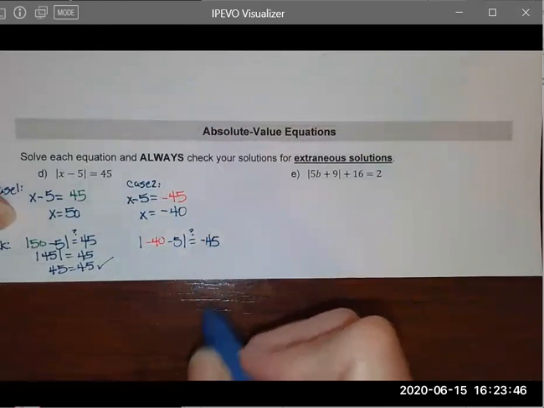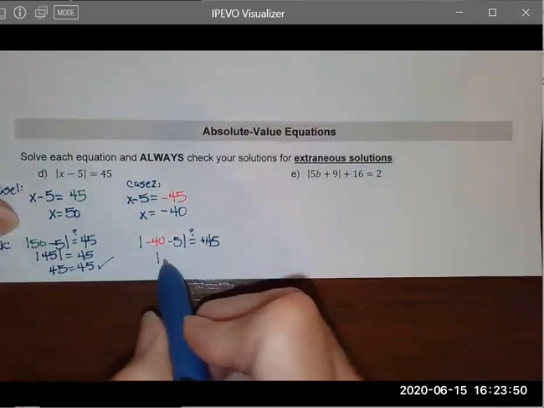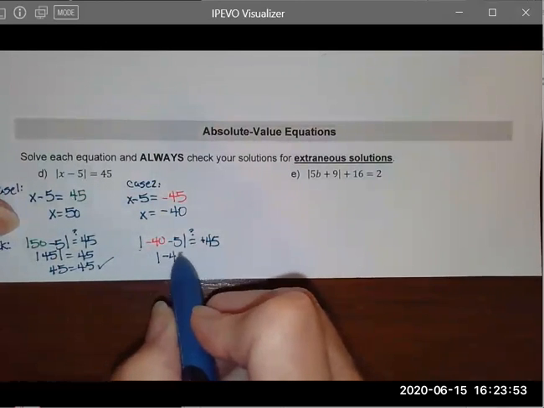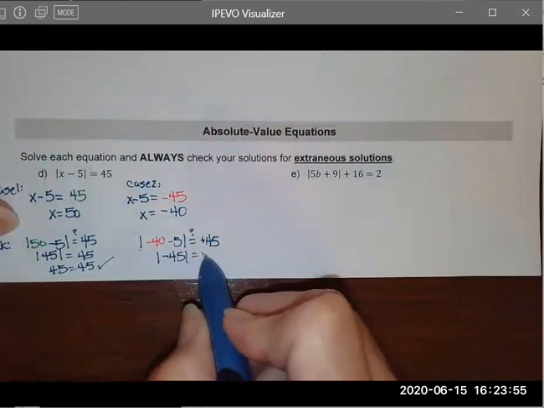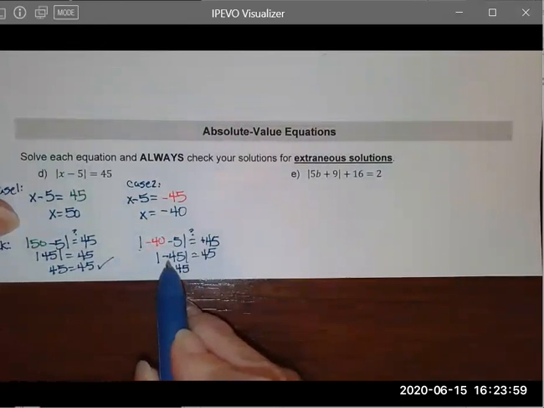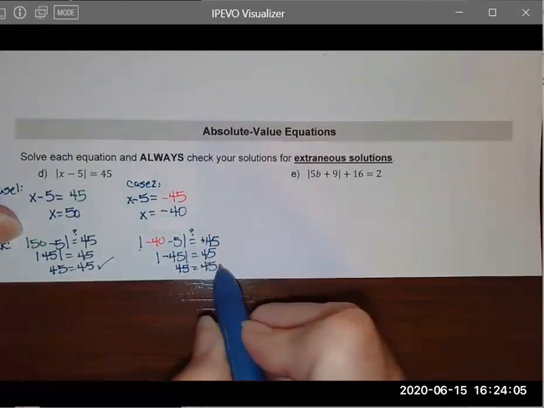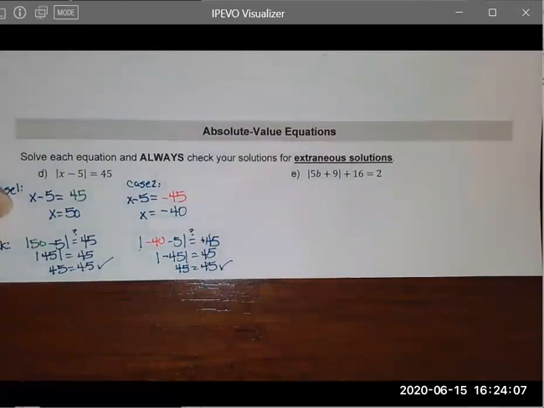Is that equal to a +45? Sorry, it's +45. These evaluate to -45. The absolute value of -45, is that equal to 45? And again, because we're talking about the distance from 0, how far is -45 from 0? And because that is actually 45 units, I have verified that solution as well.